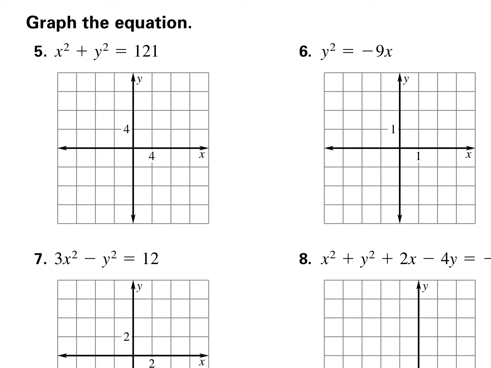equals 121. So to match this up with what I already know, this looks exactly like my equation, x squared plus y squared equals r squared. So we have a circle. I know just by looking at it that it's going to be a circle whose center is at 0, 0. Okay, so I have a center at 0, 0.